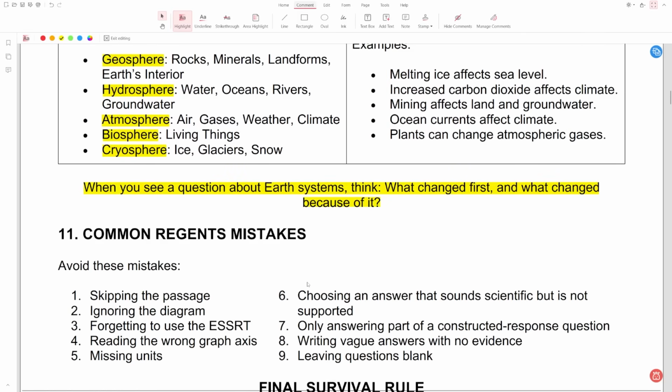All right, some common mistakes that I have found: skipping the passage, ignoring the diagram, forgetting to use the reference table, reading the wrong graph axis, missing units, choosing an answer that sounds scientific but is not supported by anything, only answering one part of the constructed response question, writing vague answers with no evidence, and leaving questions completely blank. Something my students have problems with is they restate the question instead of actually answering it. So just be careful. Make sure you're actually coming up with a unique answer. Don't just restate what has already been said in the question. Then you're not going to get credit for that.